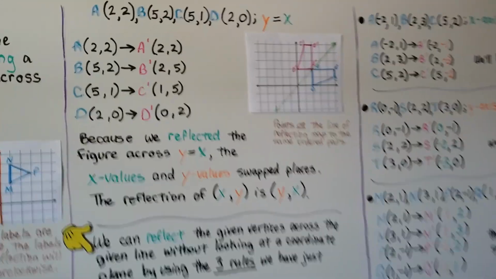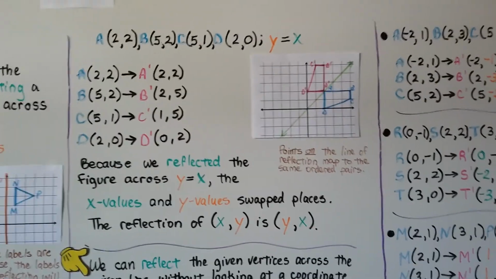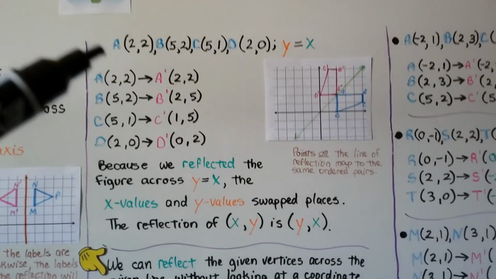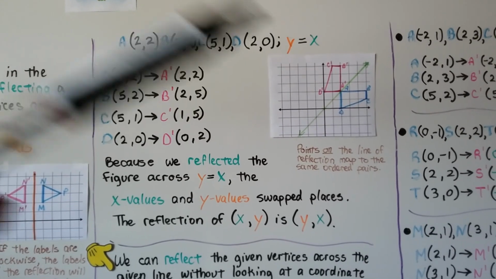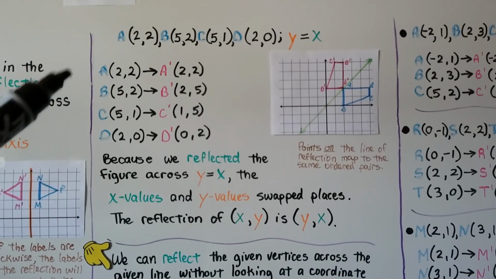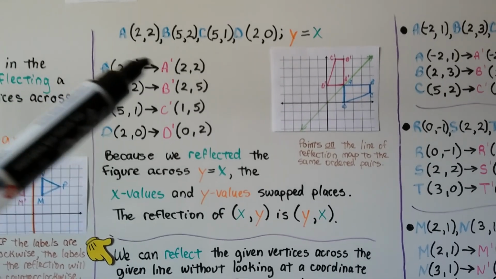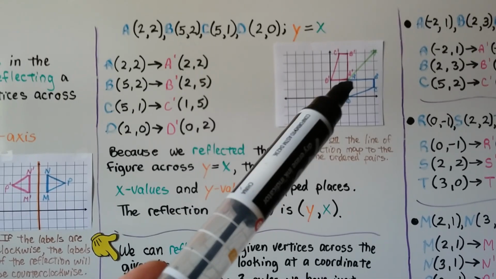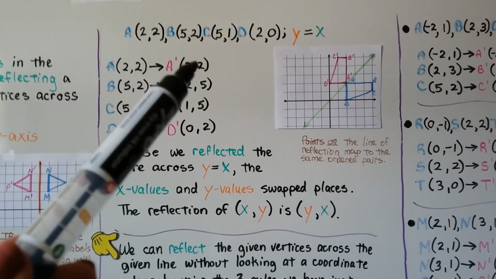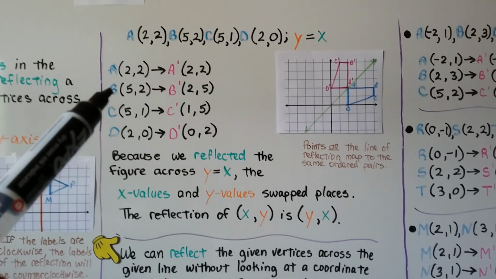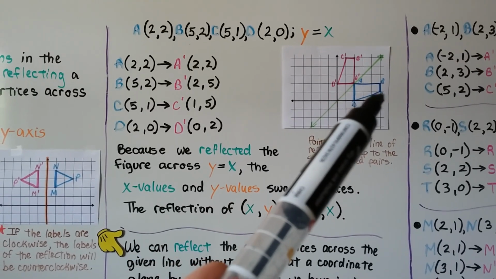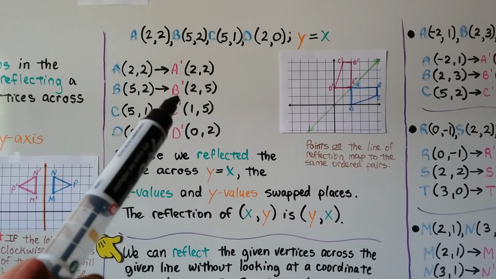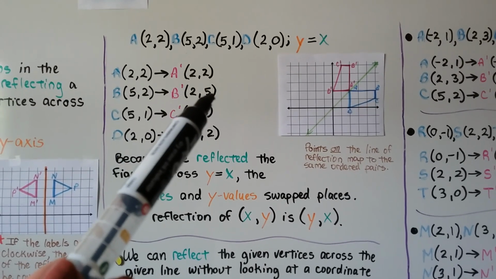Okay? We've got one more rule here. We've got points A, B, C, D. Because there's 4 points, that tells me it's a quadrilateral. And we need to reflect it across y equals x. So A is at 2, 2. That's right here. It's going to map to A prime at 2, 2. B is at 5, 2. Right here. And it's going to map to B prime at 2, 5.